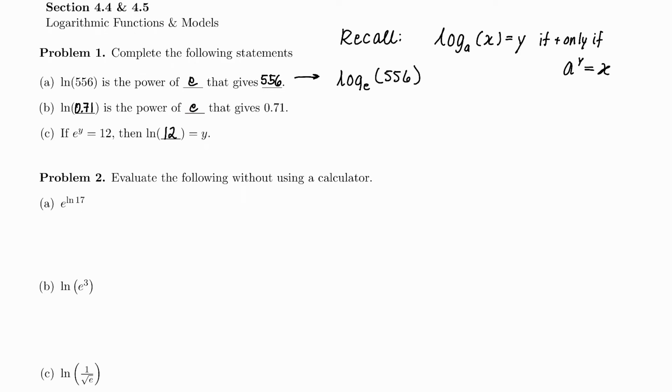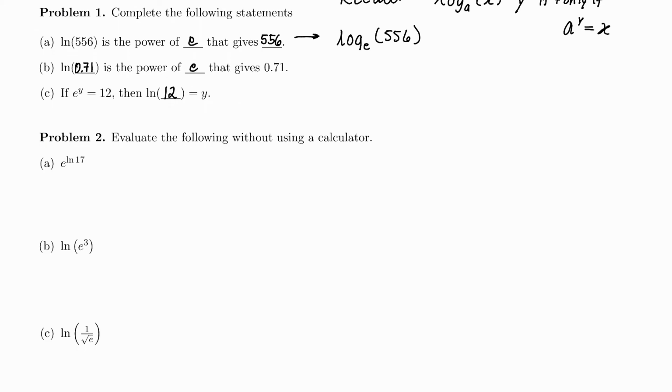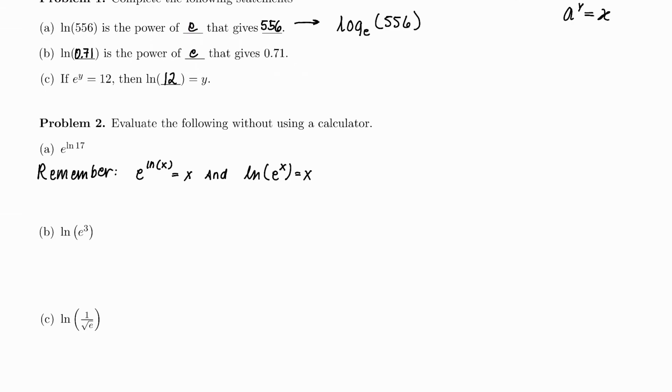Okay, problem 2 says to evaluate the following without using a calculator. So remember, e to the natural log of x is equal to x, and the natural log of e to the x is equal to x. So for part A, we have e to the natural log of 17. So that means that this should just be 17.